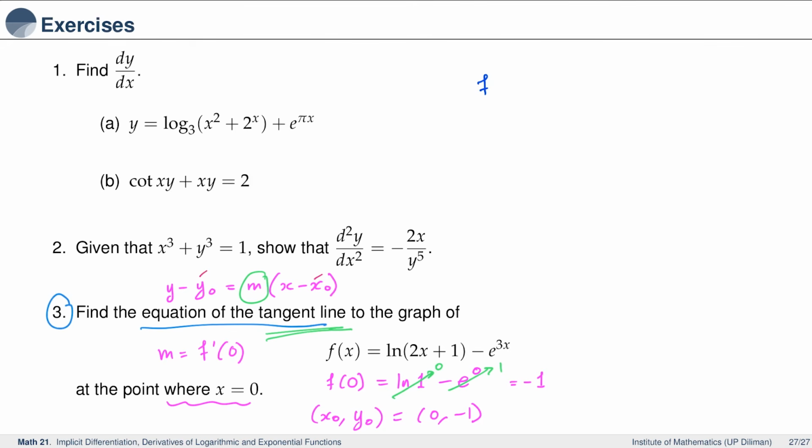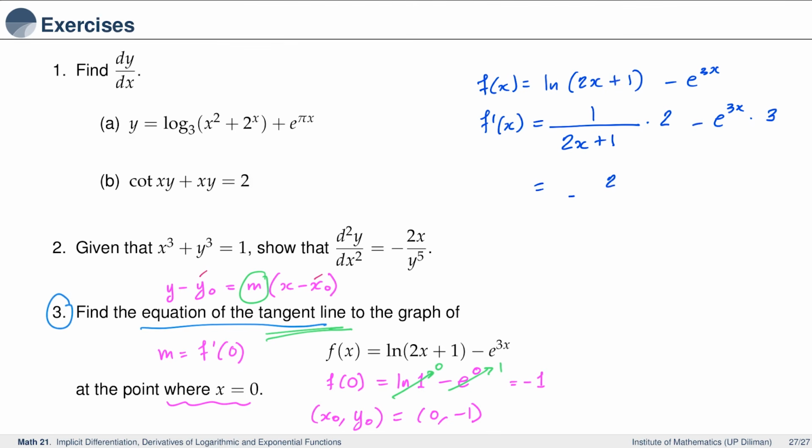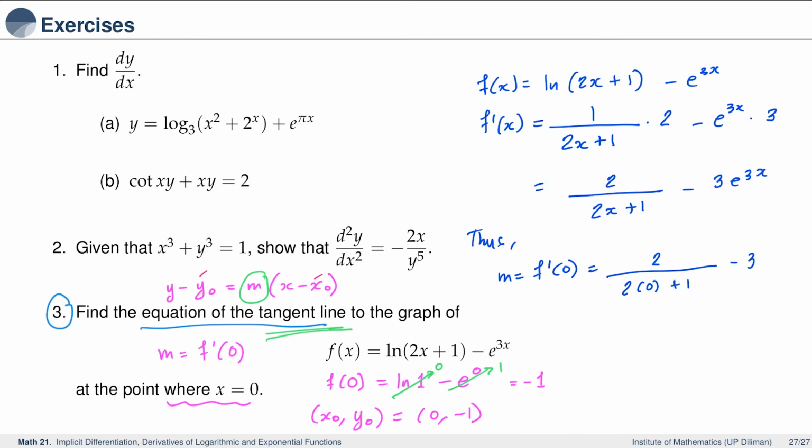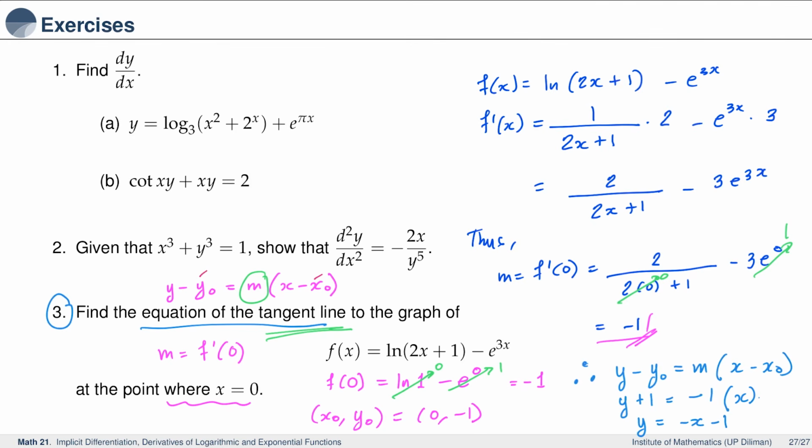So if f of x is equal to ln of quantity 2x plus 1 minus e raised to 3x, the derivative then can be evaluated by taking the derivative term by term. If you simplify that, we have 2 over 2x plus 1 minus 3 times e raised to 3x. Thus, we can now evaluate the slope of the tangent line, that is actually f prime of 0. So this is equal to minus 1. So if we substitute this to the equation of the line, this will give us y plus x plus 1 equal to 0. And there you have it.